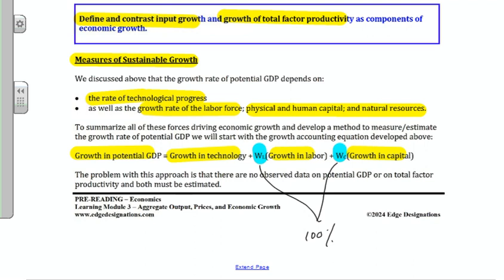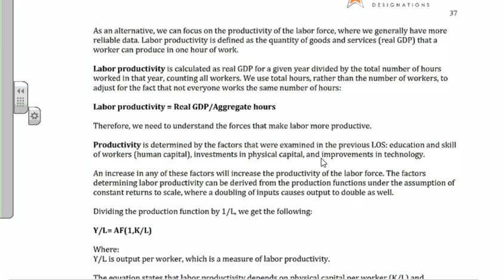The challenge that we've got is there's no real observed data on potential GDP or total factor productivity. Very difficult items to observe, if at all. Based on that, both of those items then need to be estimated. As an alternative, we could focus then on the labor force, where we've generally got some good and reliable data. Labor productivity, we know this already. It's real GDP for a given year divided by the total hours worked in that year, taking into account all of the workers. So labor productivity is real GDP over aggregate hours.